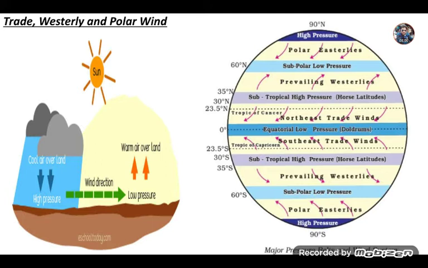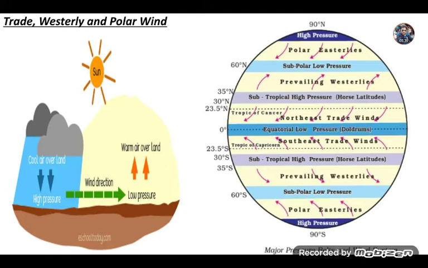Then wind blowing from the subtropical high pressure belt to the subpolar low pressure belt is called westerly wind, and the wind blowing from the polar high pressure belt to the subpolar low pressure belt is known as polar wind. So the winds blowing in a specific direction from one belt to another are called periodic winds, and they are trade wind, westerly wind, and polar wind.